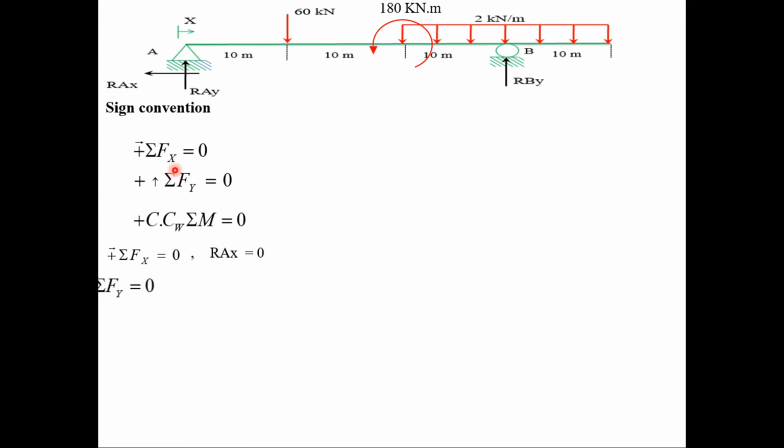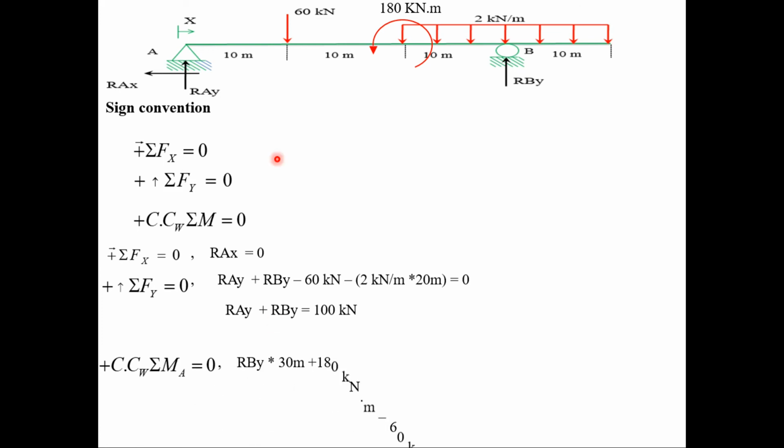Using the second equation, summation of forces in y is equal to 0, we have RAY plus RBY minus 60 kilonewton minus the reaction due to this uniformly distributed load, which will be 2 kilonewton per meter multiplied by its corresponding length 10 plus 10, 20 meter. So RAY plus RBY will be 100 kilonewton. We have one equation and two unknowns, hence we will use the moment equation to determine either one of RAY or RBY.